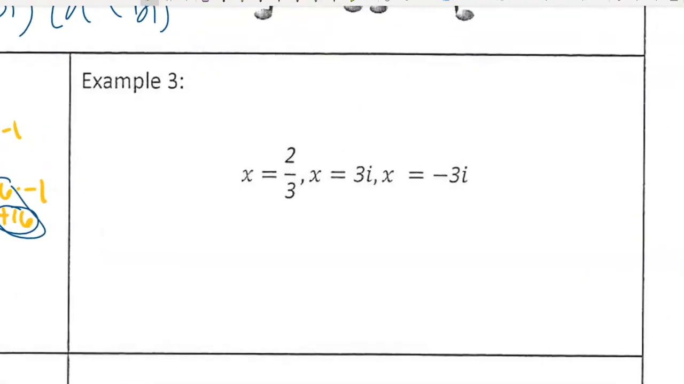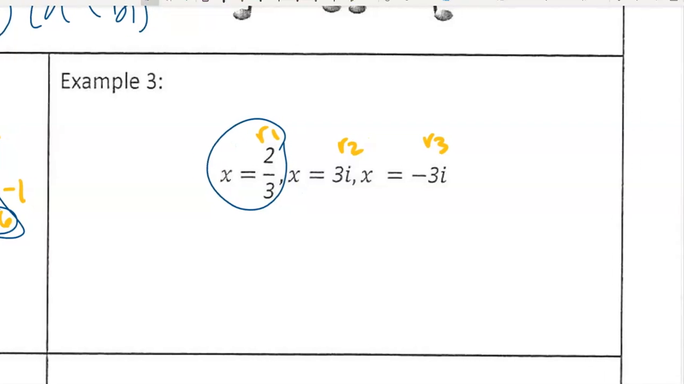All right, example 3. We have 3 roots. So what do you think our degree is going to be? If you're guessing 3, you're probably right. So here we have our root 1, our root 2, and our root 3. So setting this up, let's skip this one for right now. Let's set up the other two. So we have x minus 3i and x plus 3i.